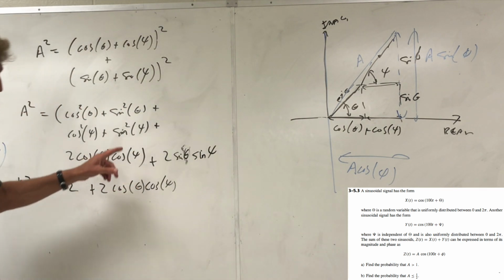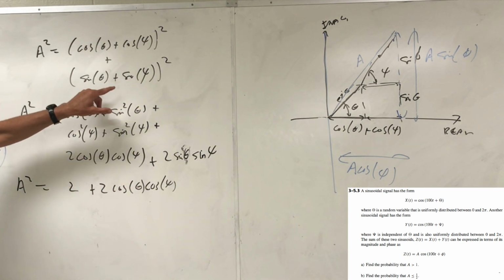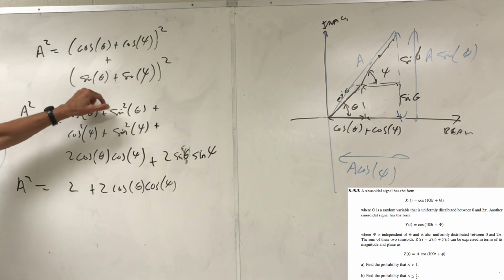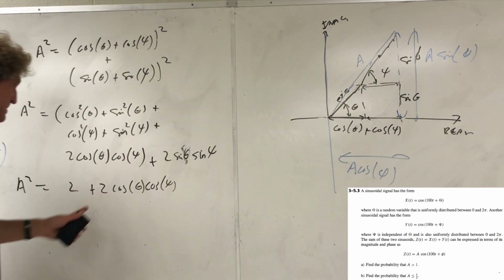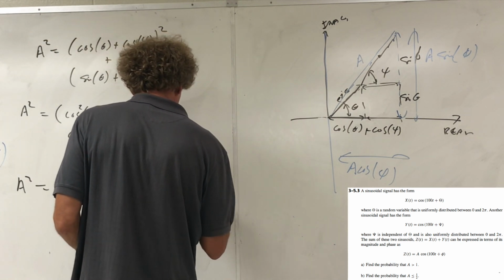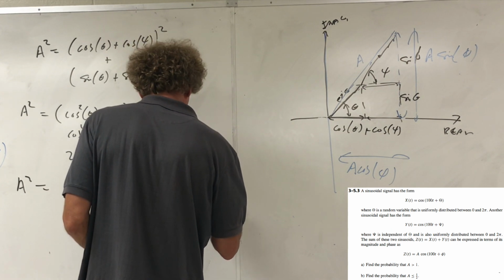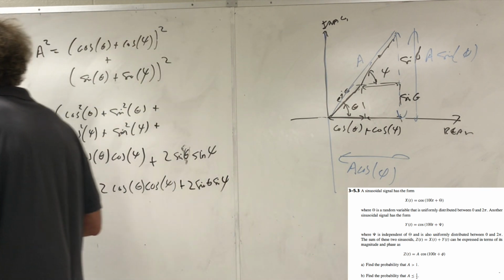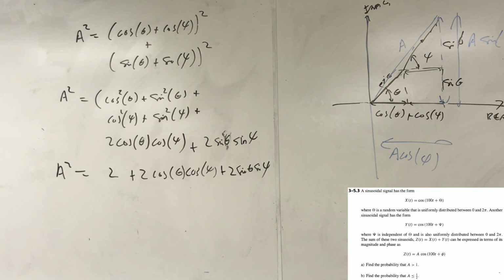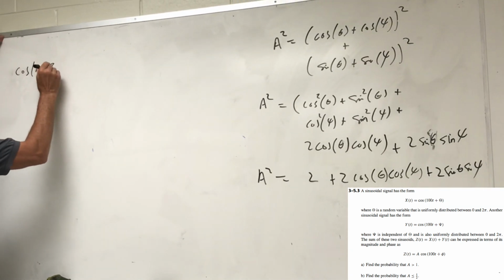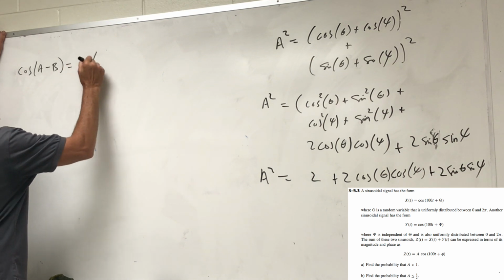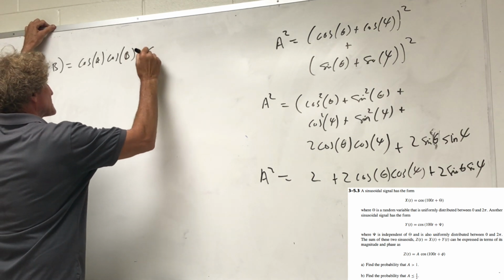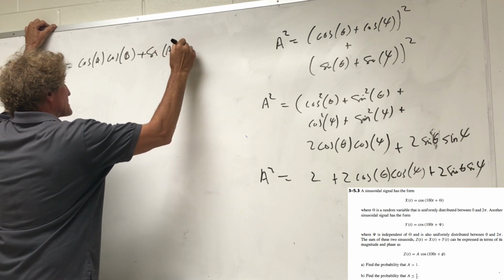I'm sorry, when I do this, if you look at this when you go ahead and square it out, you're going to get, of course, sine squared theta, sine squared psi, plus 2 times sine theta sine psi. I forgot that there. So this is that plus 2 times sine of theta sine of psi. Now I come over here, we have cosine of A minus B. That's cosine of A cosine of B plus sine of A sine of B.